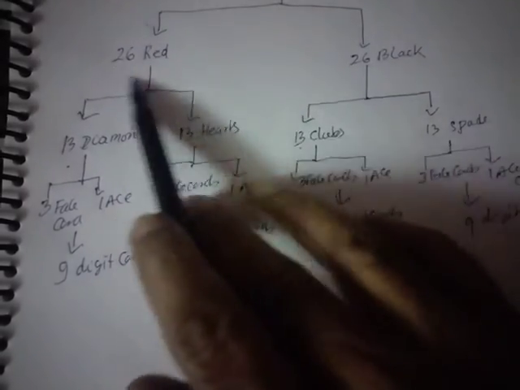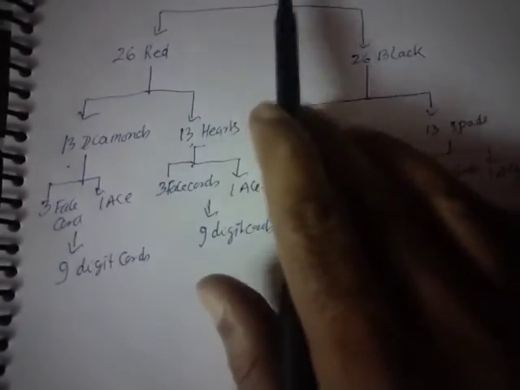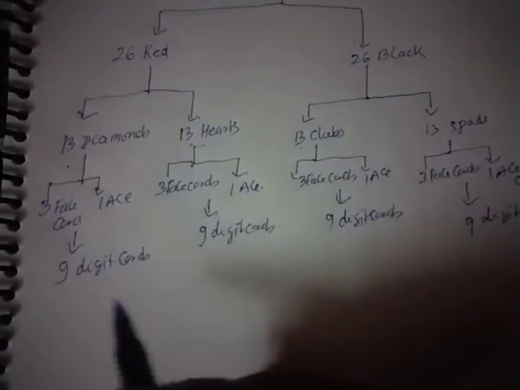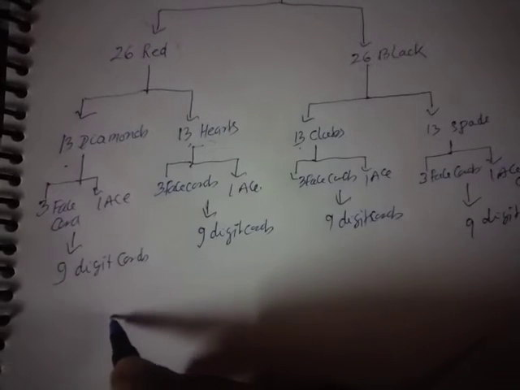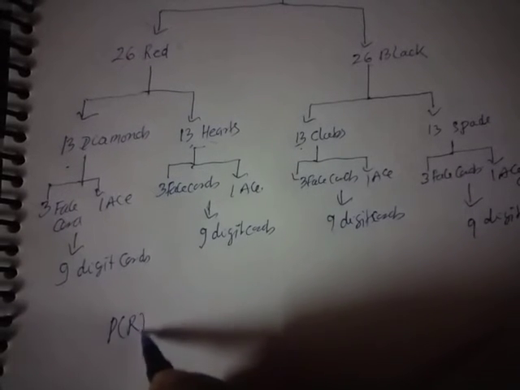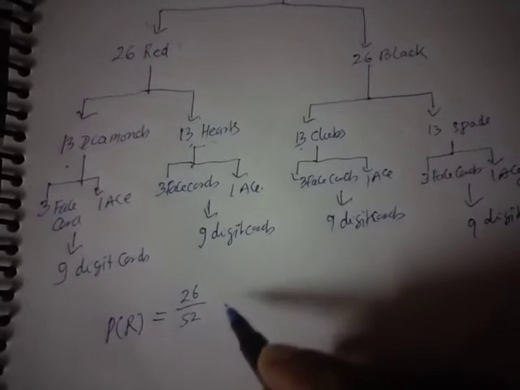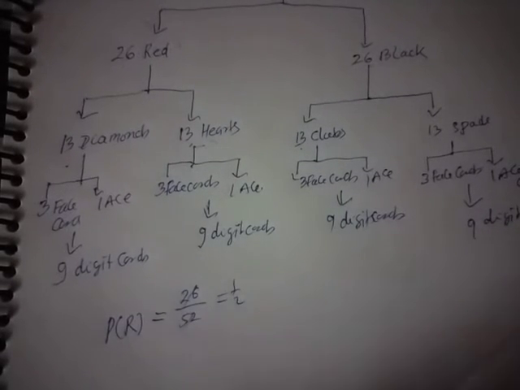You have to find the probability of only a red card out of 52. So first you have to understand how many red cards there are. There are 26 red cards. So the probability of a red card is only 26 upon 52. That is 1 by 2.